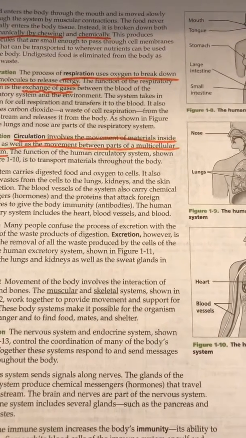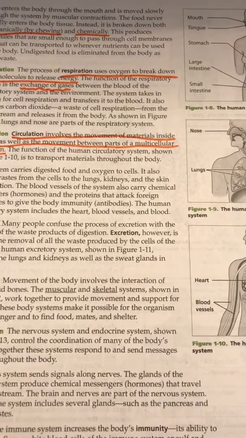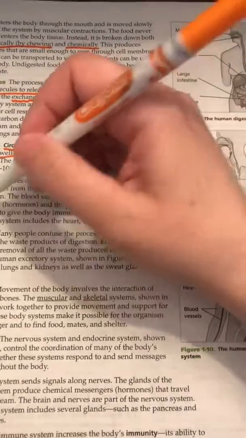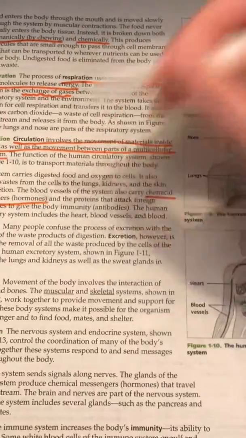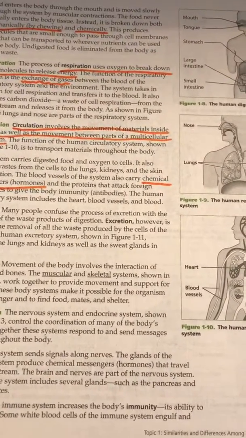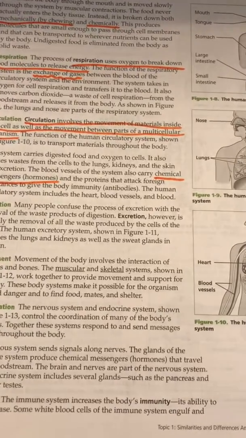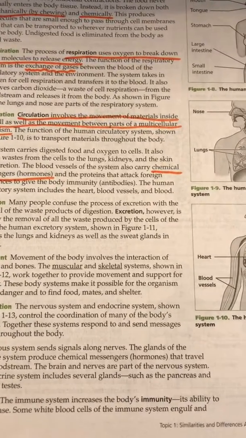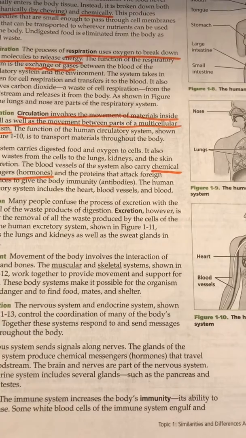The blood vessels of the system also carry chemical messengers, or hormones, and the proteins that attack foreign substances to give the body immunity. The human circulatory system includes the heart, blood vessels, and blood.